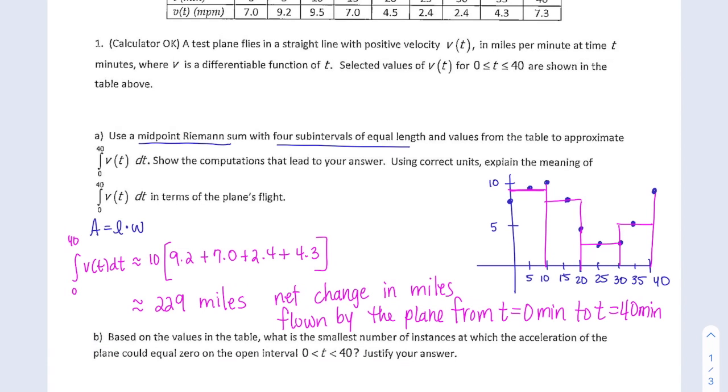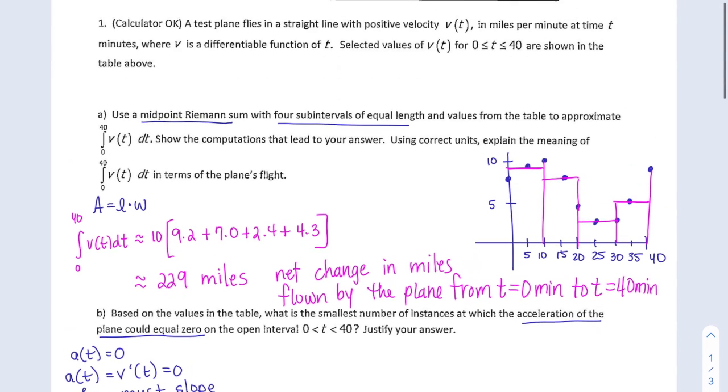Letter B. Based on the values in the table, what is the smallest number of instances at which the acceleration of the plane is equal to 0 on the open interval from 0 to 40? So I want to know where acceleration is equal to 0. And I know that acceleration is equal to the derivative of velocity. So really I want to know where must the slope of velocity equal 0? That's my question to myself.